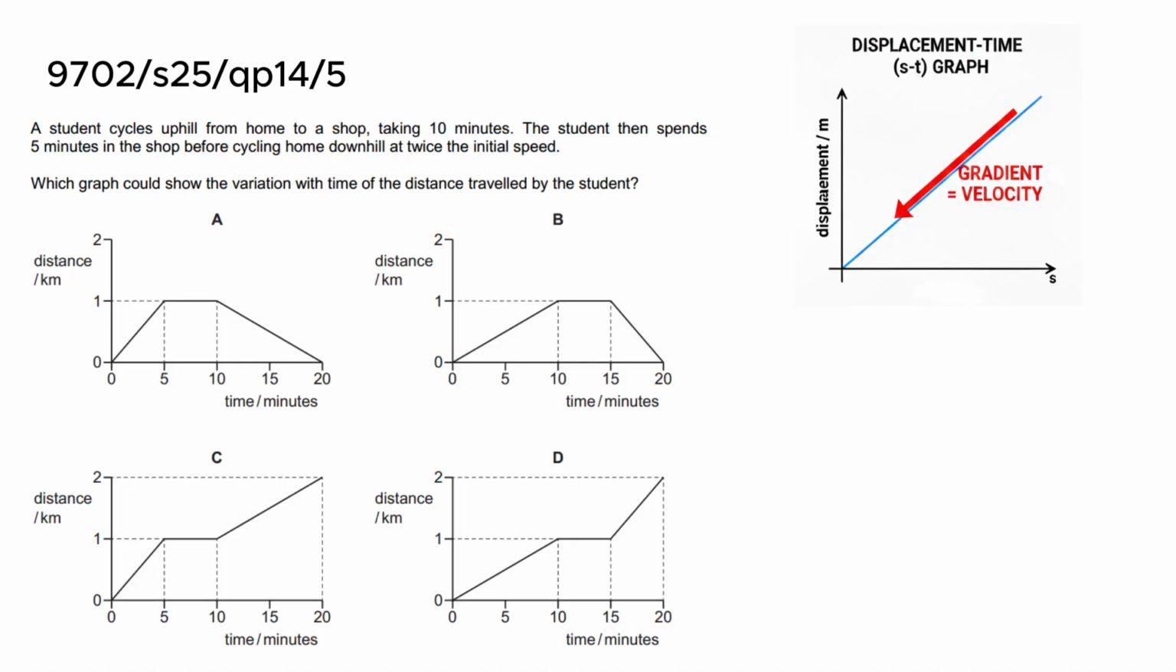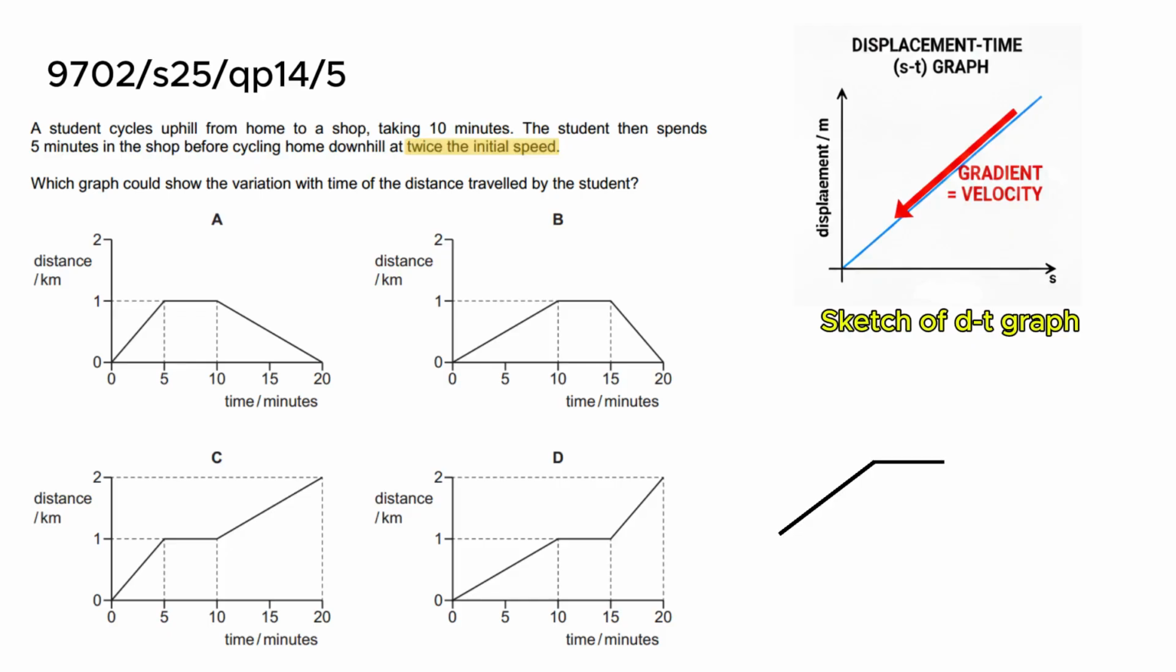First, the student cycles for 10 minutes to the shop. On a distance-time graph, that's a straight line going up. Then, they spend 5 minutes in the shop. Since they are not moving, the distance doesn't change, so we need a flat horizontal line from 10 to 15 minutes. Now, here's the kicker.